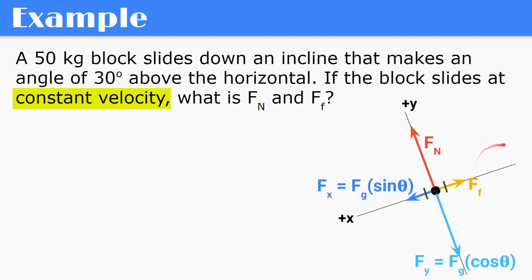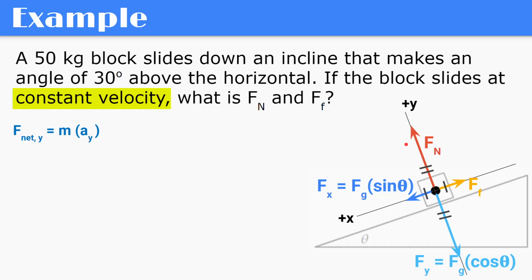Before I get to that though, I'm going to point out that because this says we're at constant velocity, I know that I have balanced forces. So I know that Fx is equal to Ff, and I know that Fn is equal in magnitude to Fy. These have equal magnitudes, which will come in handy in a second.